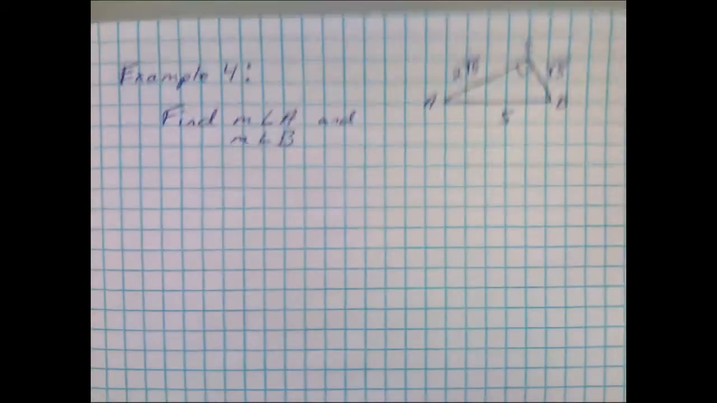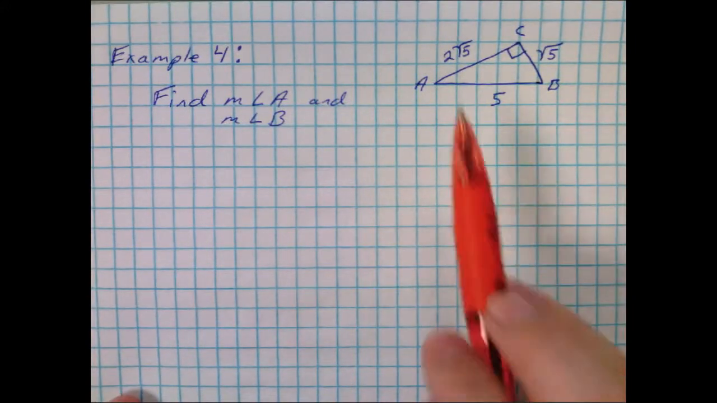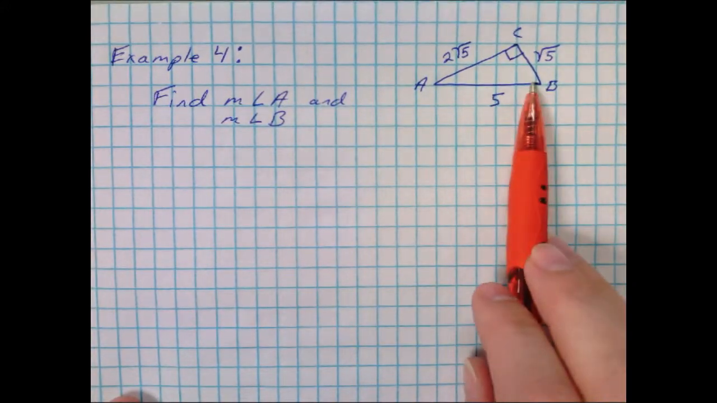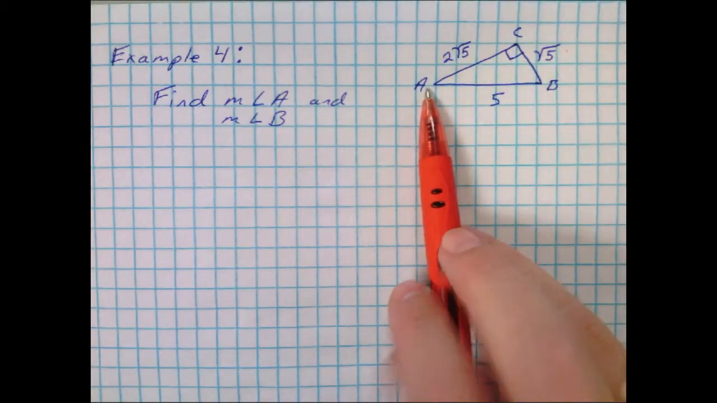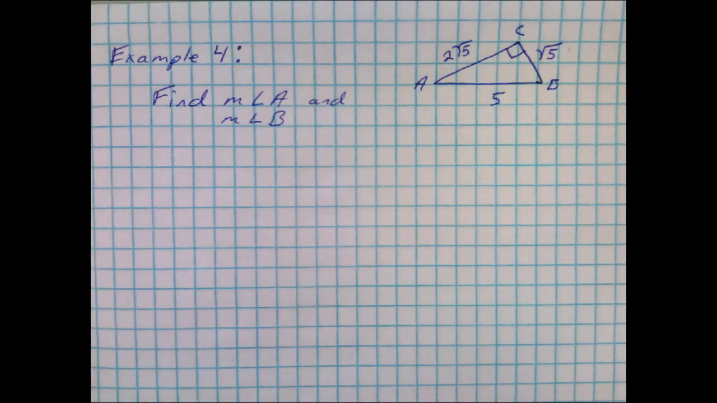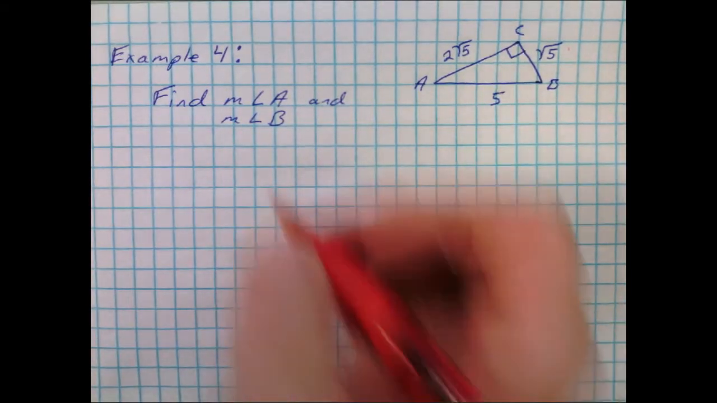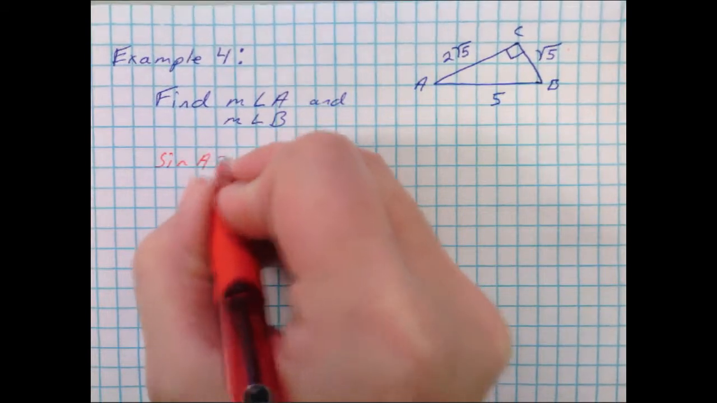We're going to do another example here. For this one, we're going to be finding the measure for angle A and angle B. On the last one, we had an angle measurement. This time we don't. We know the sides. We're going to find the angles. Okay? So in order to find angle A, you can do any of your different trig functions, sine, cosine, or tangent. So for this one, we're going to do sine of A.